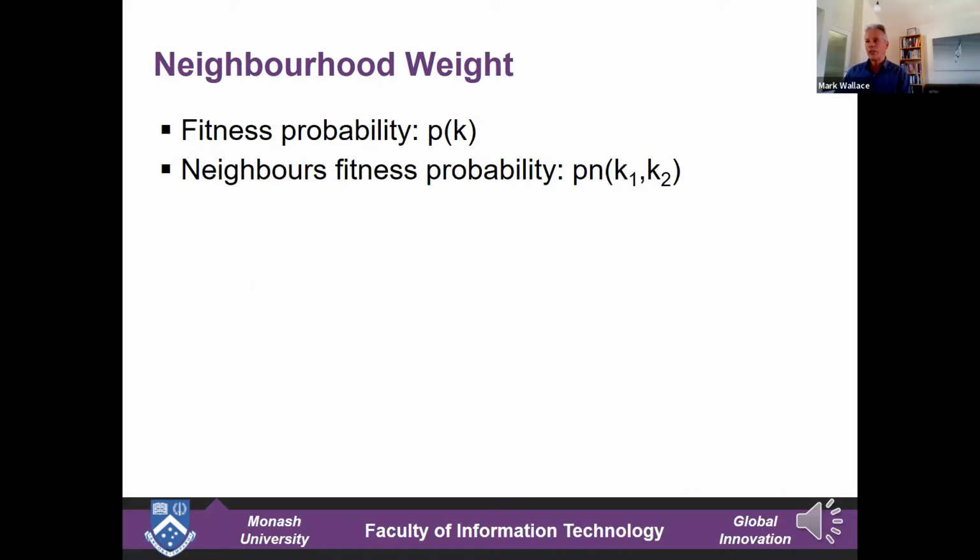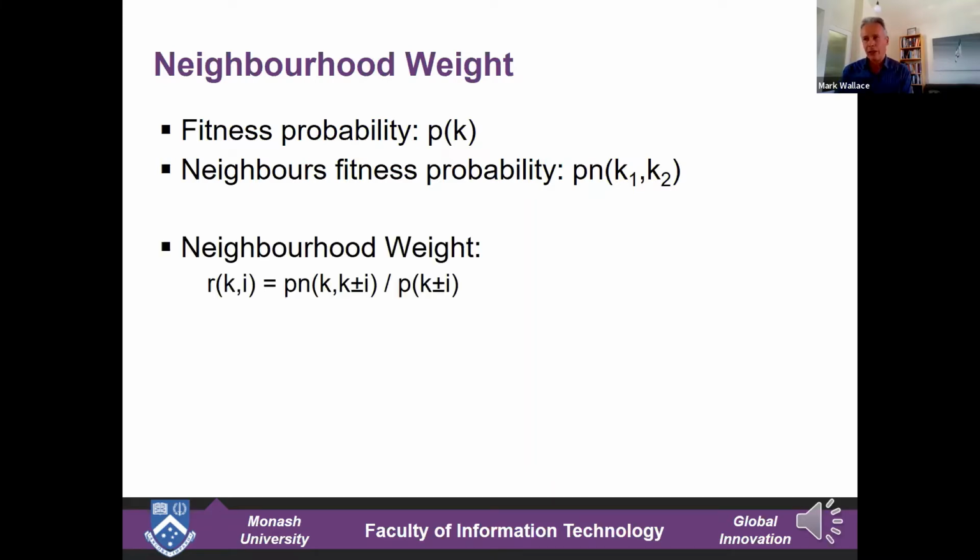So we have neighbourhood weight, which is a crucial concept here, which underlies the whole talk. So this is an important slide. We have a fitness probability and we have a neighbour's fitness probability. As I said, it was the probability that a neighbour of a point with fitness K1 has fitness K2.